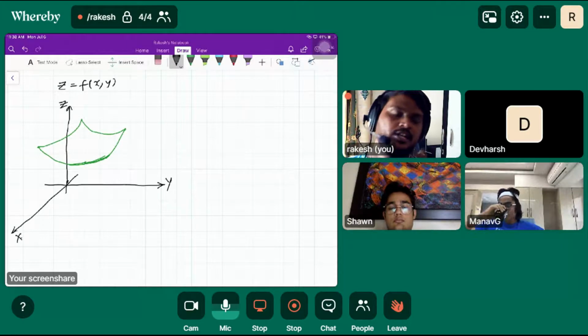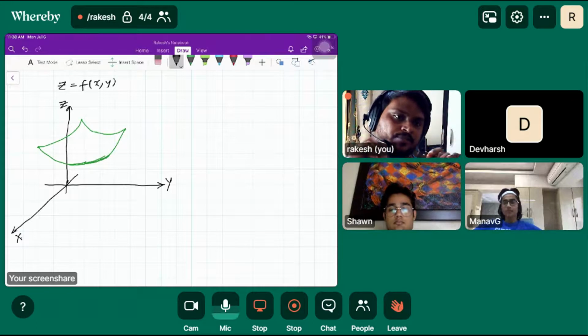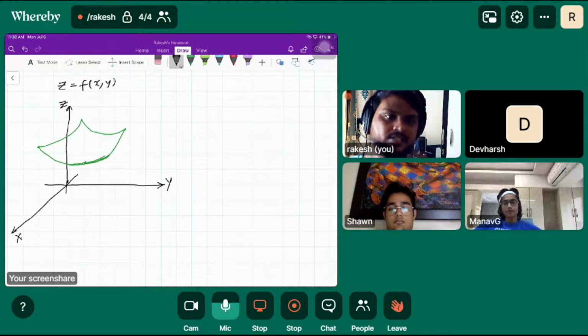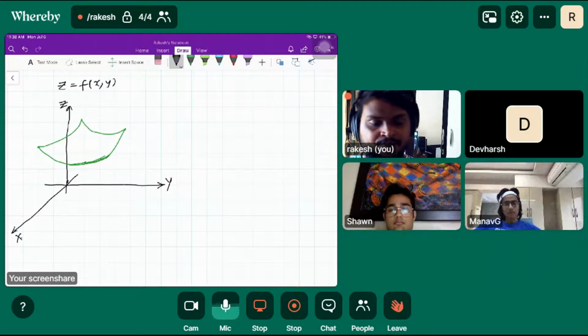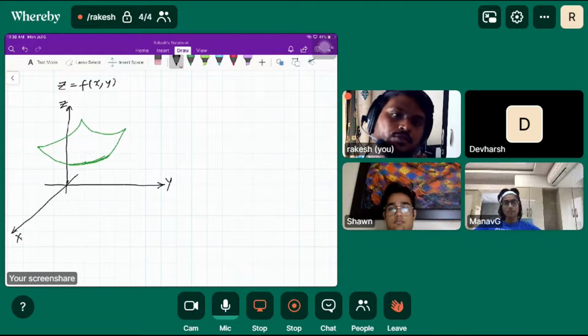Like in the previous calc 1, the boundary was defined in terms of the independent variable. What was the independent variable there? The independent variable was x, right? And we gave the boundary condition by limiting the x value, isn't it?